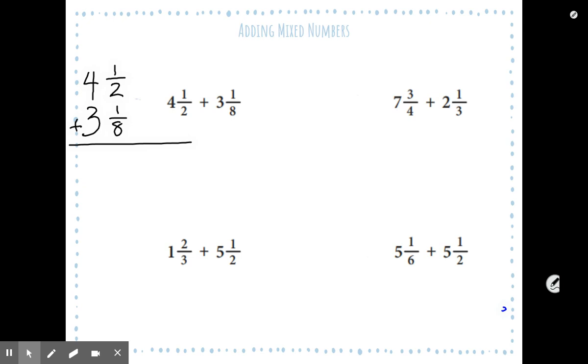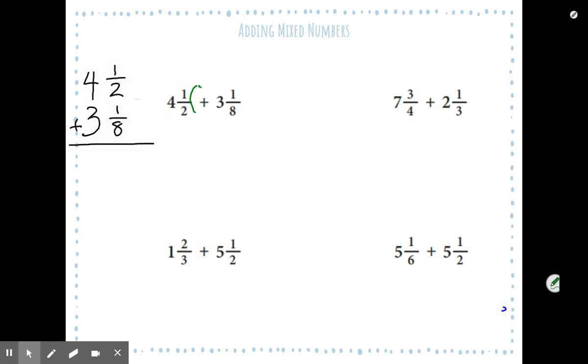Do I have common denominators? No. So what I should have done was look at that problem and ask, are 2 and 8 compatible? Do they have factors in common? Of course they do. The easiest way is to fix this fraction so that it has a denominator of 8, so it would match the other one.